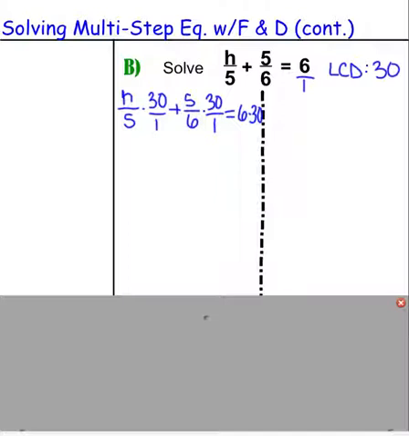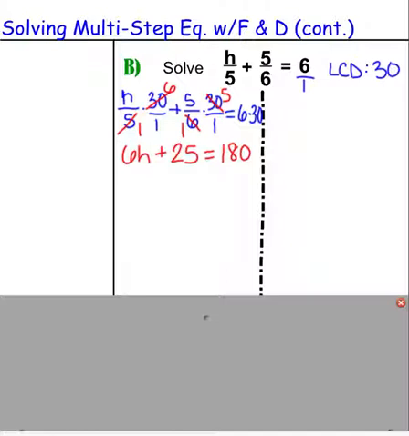So when we go through this, I see that 5 and 30 have a common factor of 5. 5 divided by 5 is 1, 30 divided by 5 is 6. That gives me 6 times h, which is 6h. 6 and 30 have a common factor of 6. 6 divided by 6 is 1, 30 divided by 6 is 5. 5 times 5 is 25. Now on the other side of the equal sign, I take 6 times 30, which is 180, and I know that so quickly because 6 times 3 is 18, add a 0 on the end.